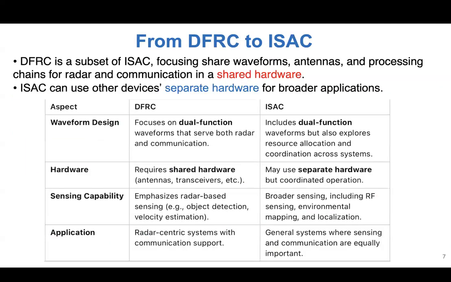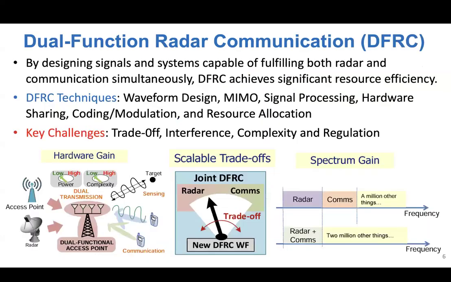Then compare traditional DFRC and ISAC. DFRC is a subset of ISAC, focusing on shared waveform, antenna, and processing for radar and communication on shared hardware. And ISAC can use other devices separately. So in other words, with DFRC, I'm the transmitter and also the receiver. I'm doing the sensing and the communication.